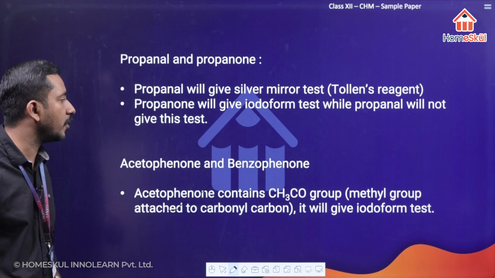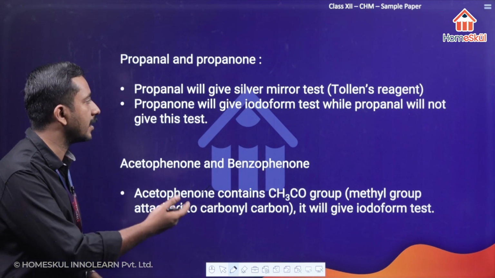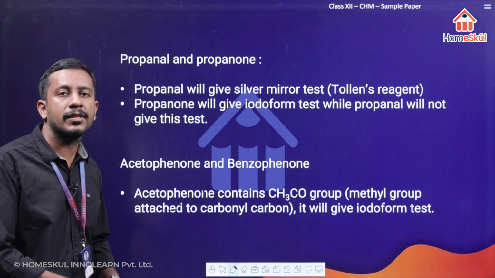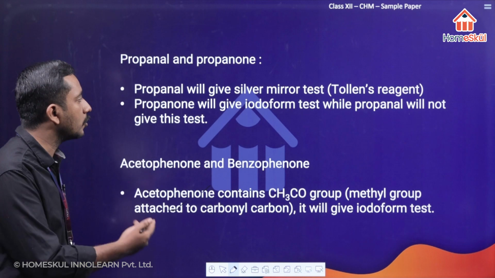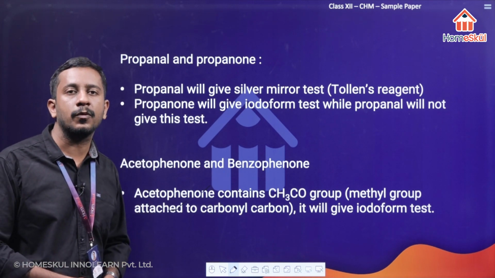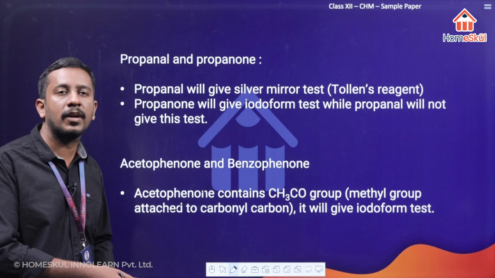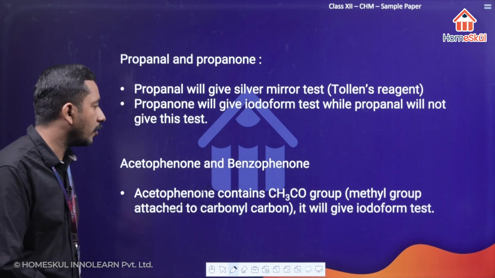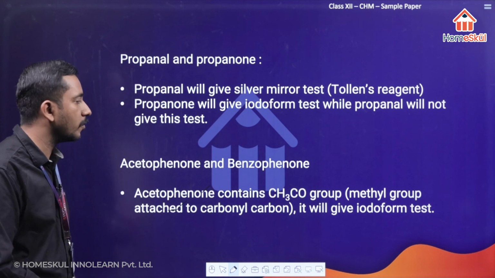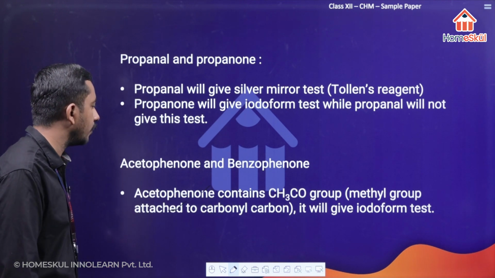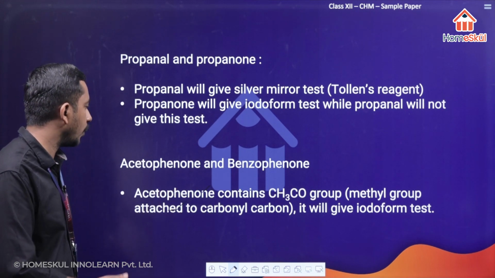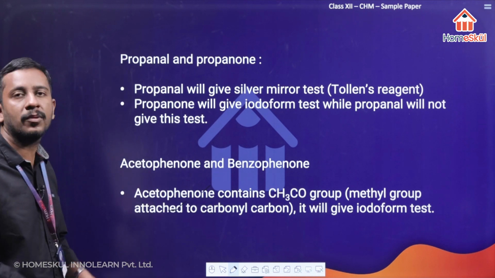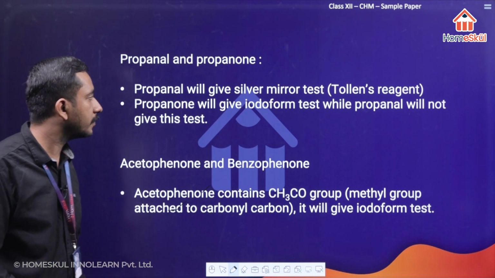And similarly, we can differentiate between acetophenone and benzophenone by the same second test, that is the iodoform test or the haloform test, which is the reaction with a sodium hypohalide. In that case, only those compounds which contain a CH3CO group will give you a positive iodoform test or haloform test. So that is why you can see that acetophenone, which contains the CH3CO group, will give you a positive iodoform test, whereas benzophenone will not give you that test. So this is how we can differentiate between the given two sets of compounds.